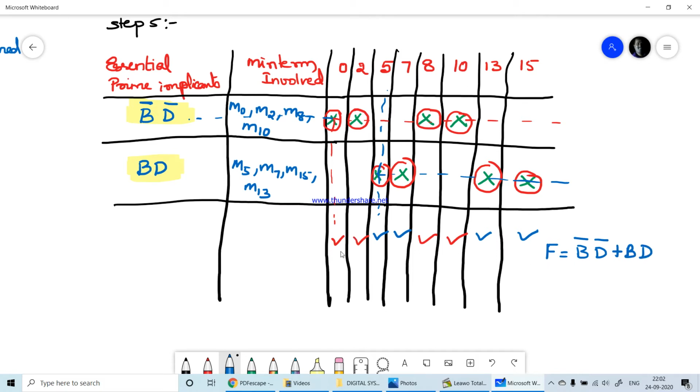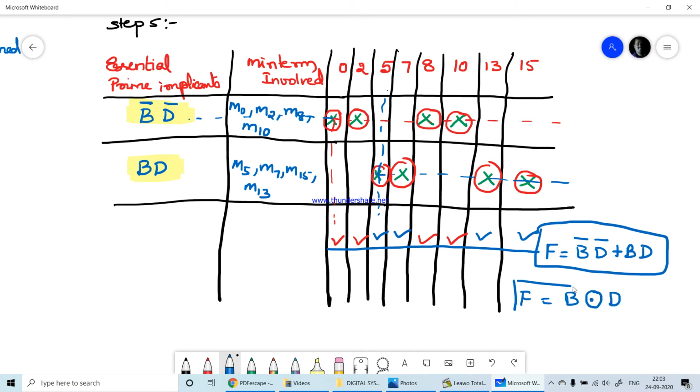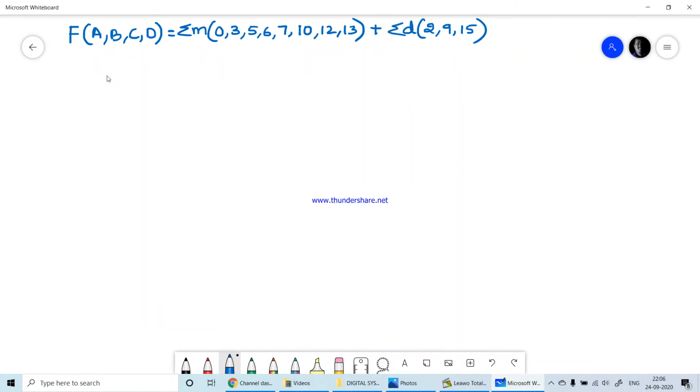So all are ticked here. You see this, all minterms are ticked finally. Therefore, this is the reduced expression in this particular problem. F equals B XNOR D we can say, because B bar D bar plus BD is nothing but B XNOR D. Now we'll see this problem where we use the Quine-McCluskey method, or tabular method, to solve this.